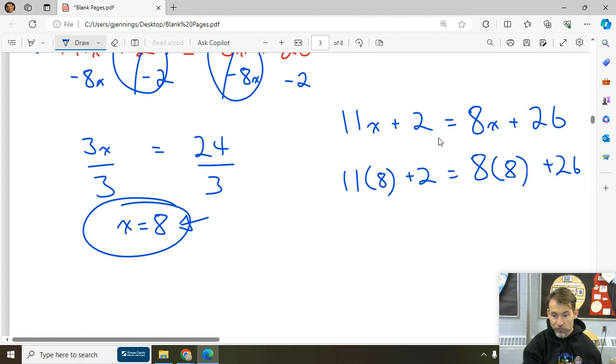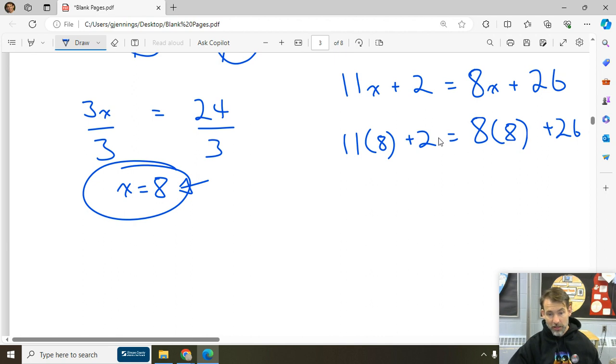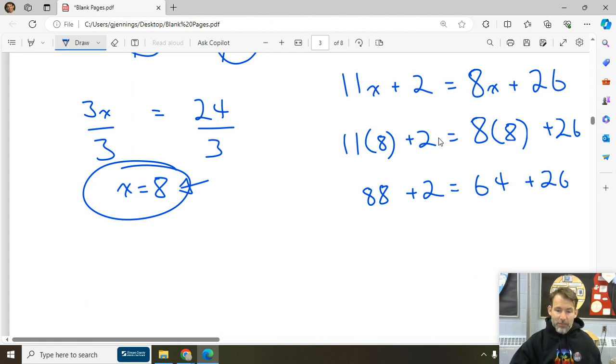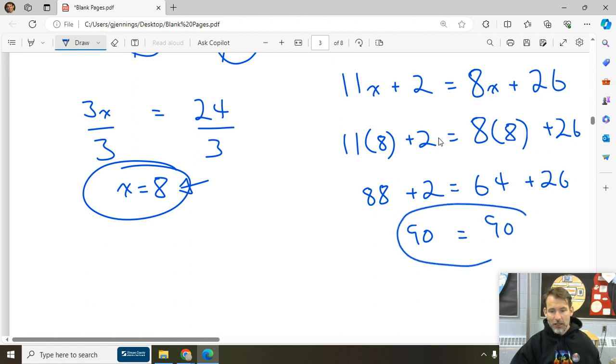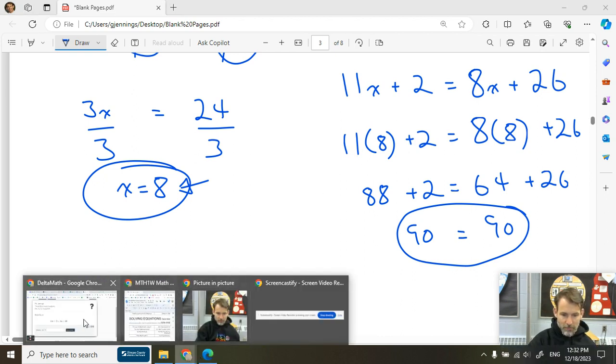Let's see if that's true before we submit it to Delta Math. 11 times 8 is 88 because my times tables tell me so. Plus 2. 8 times 8 is 64 because my times tables tell me so. And we still have the plus 26. Just do BEDMAS, multiplication first, right? 88 plus 2, 90. 64 plus 26, 90. 90 equals 90 on Monday, on Tuesday, on Wednesday, on Thursday, on Friday, on Saturday, and even Sundays. It never quits. So x is 8.